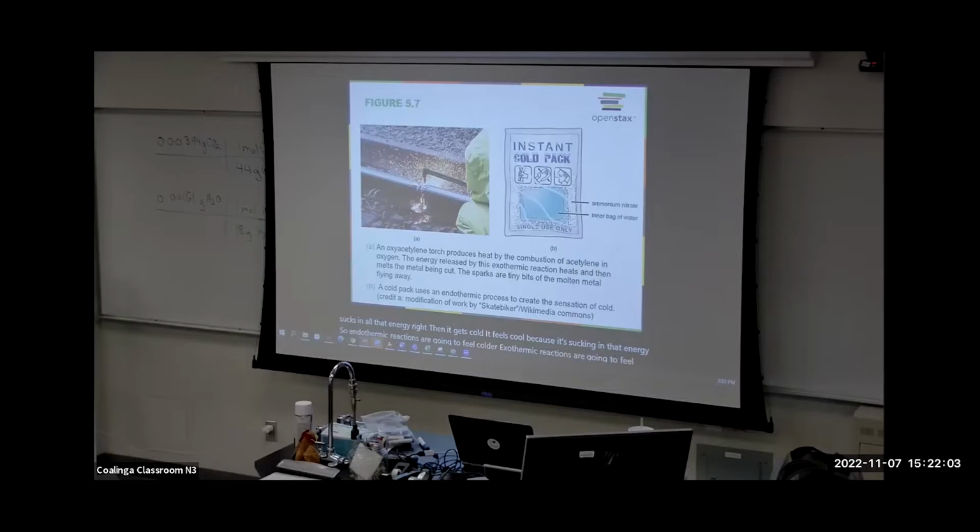Log. Put your hand next to a log, it's hot. You put your hand on a log that is burning, it's hot, right?